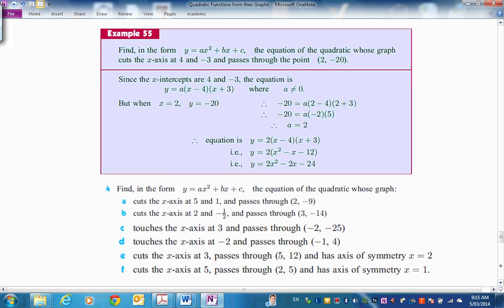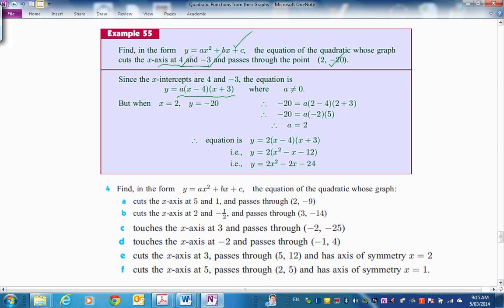Now let's have a look at the general form. It goes through the x-axis at 4 and negative 3 and passes through that point. So not a graph so much, but information from the graph. Since we've got the x-intercepts, we'll use this form: x take 4 and x take negative 3.